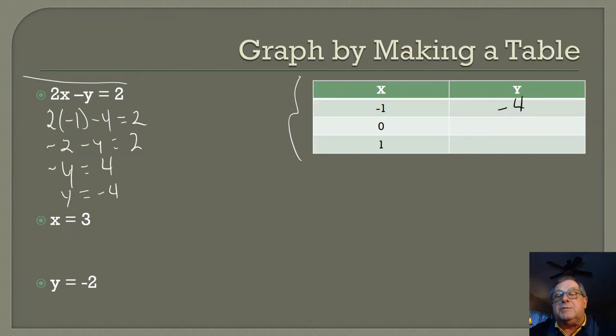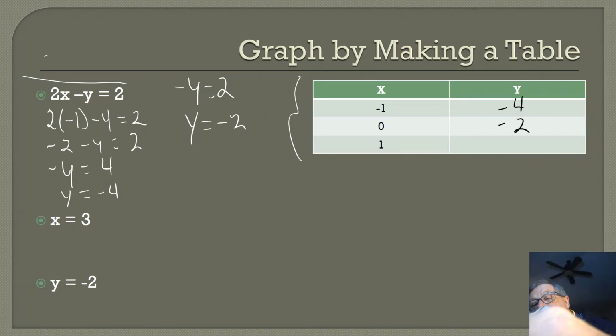All right, then we're going to substitute in 0 for x. Well, 2 times 0 is just 0, and that's going to leave me with -y equals 2. And again, I'm going to divide both sides of this equation by -1. And so when x is 0, y is equal to -2. And I'm just going to put that in my table, -2.